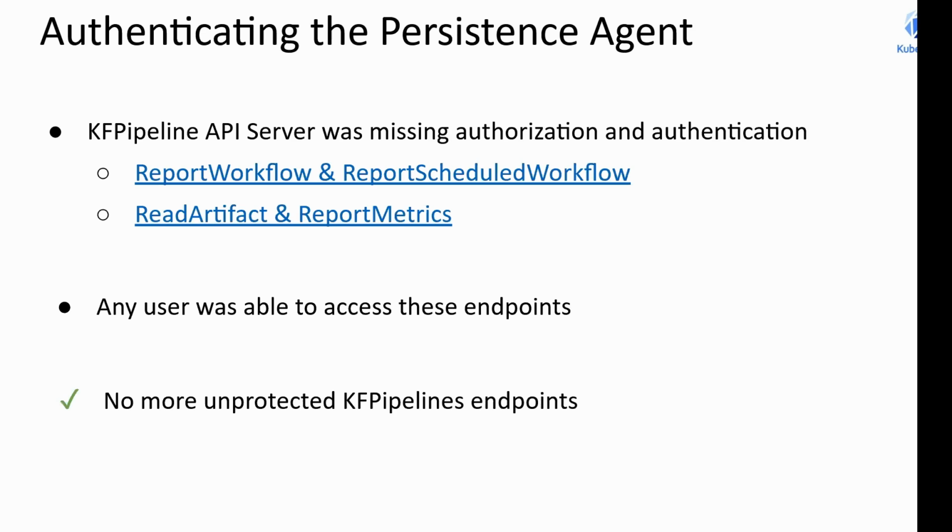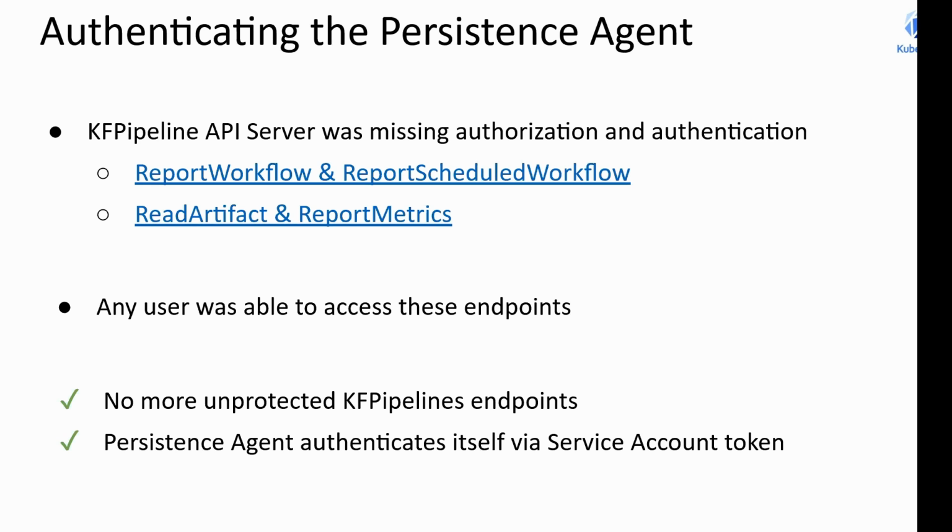In 1.8, we secured these endpoints, so there are no more unprotected endpoints. But this forced the only legitimate client of these 4 endpoints, the persistent agent, to authenticate itself. So now the persistent agent authenticates itself via service account token according to Kubernetes best practices for service-to-service communication.